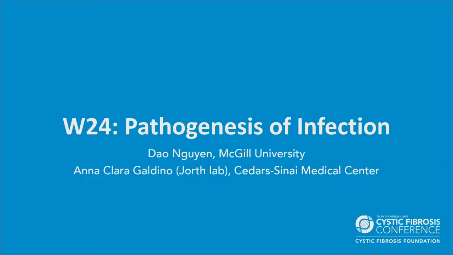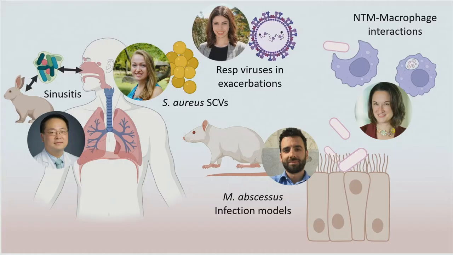And so we're covering, as a starting point, a talk on Pseudomonas, particularly in the context of sinusitis, which often we don't think about as much as pulmonary disease. And we will be hearing about Staph aureus and small colony variants. We know that they are associated in patients with worse lung outcomes, but what about the pathophysiology of small colony variants?